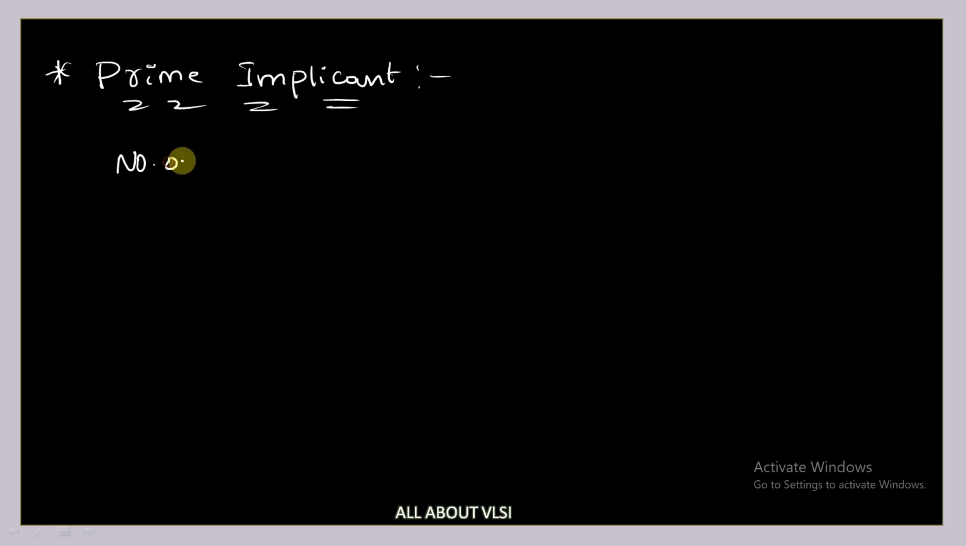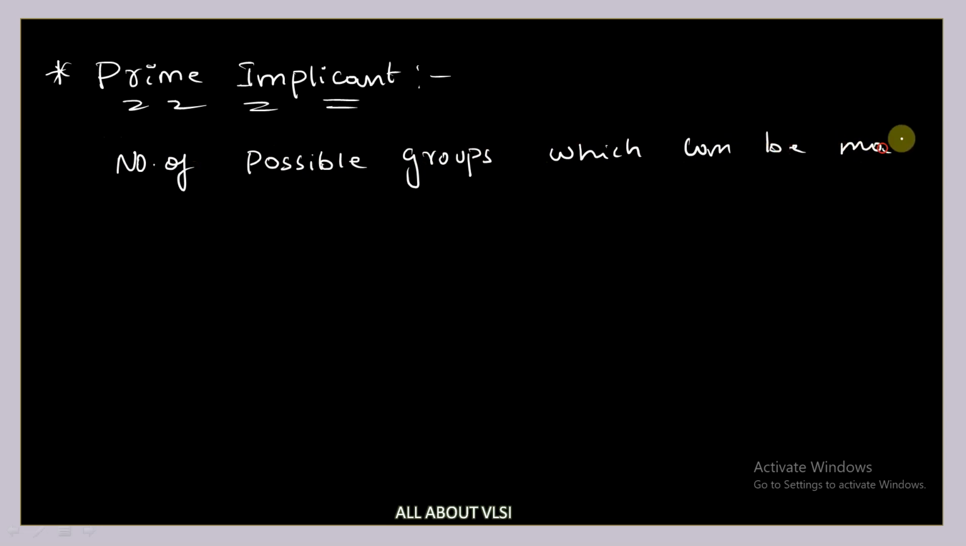First, let us try to understand what you mean by prime implicant. What is a prime implicant? How to find the prime implicant? Prime implicants are nothing but the number of possible groups which can be made in a K-map. I will write it down here: the number of possible groups which can be made in K-map is known as your prime implicant.